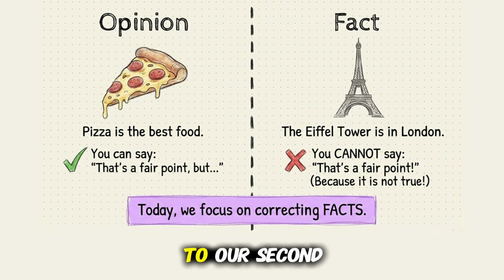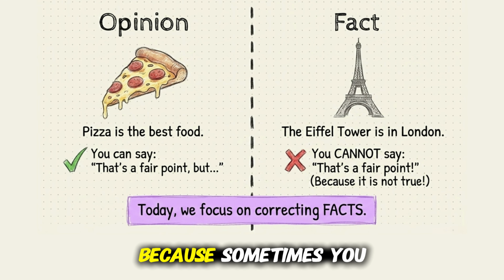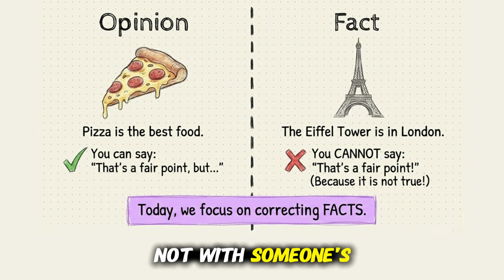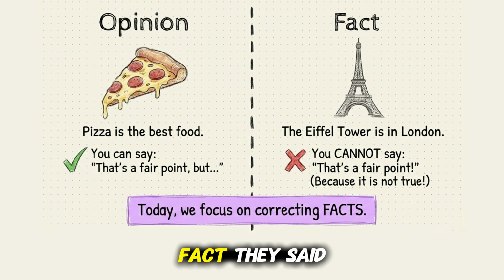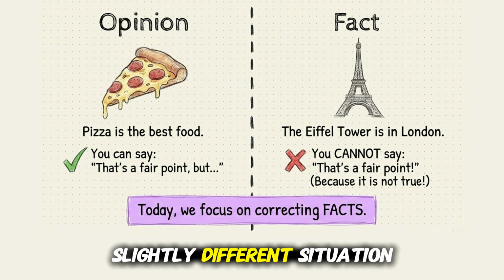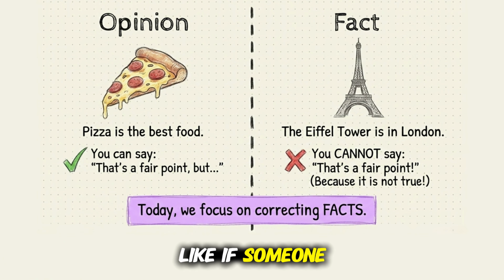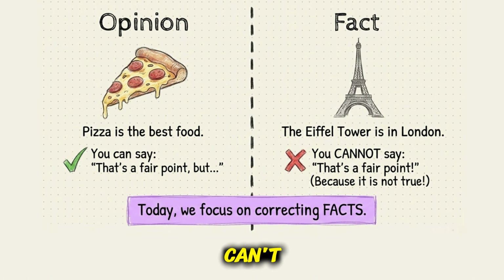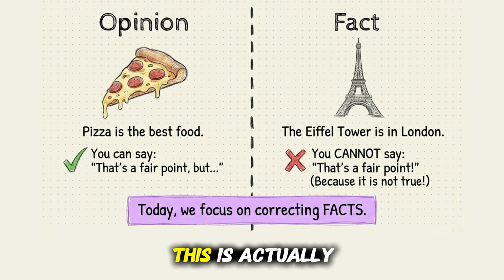Okay, let's move to our second group of phrases, because sometimes you disagree not with someone's opinion, but with a fact they said. And that's a slightly different situation. Right. Like if someone says, the Eiffel Tower is in London, you can't exactly say, that's a fair point. No, you can't, because it's just not true. So how do you correct someone politely without embarrassing them? This is actually something a lot of learners worry about, and it matters, especially in professional or academic situations.